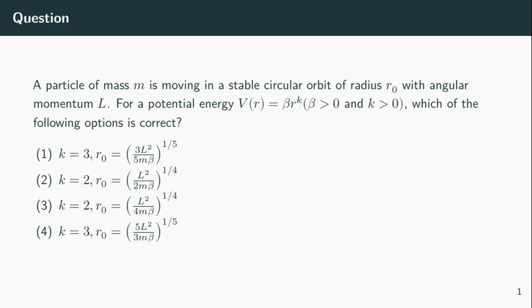The potential energy governing its motion is V of r, which is equal to beta times r to the power of k. We are told that beta is greater than 0 and k is greater than 0. Given this setup, we need to figure out which of the following options is the correct one describing this orbit's radius r0. We have four options presented, each giving a value for k and a corresponding formula for r0 involving L, m and beta. Our goal is to determine which of these is correct.